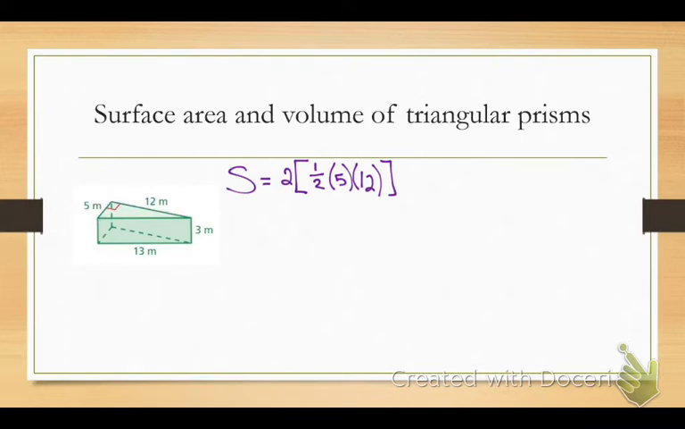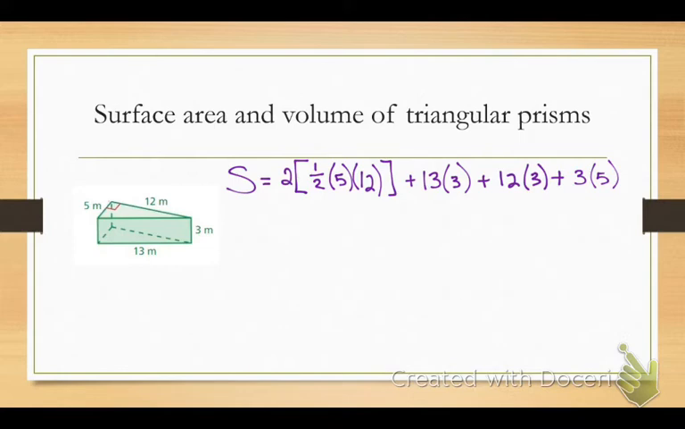Plus the area of my lateral faces. So this front one would be length times width. That is 13 times 3. Plus, what's my back face? It's 12 times 3, right? That's on the back side. Plus, what's the third lateral face that we see? 3 times 5. Plus 3 times 5. 3 was the height.